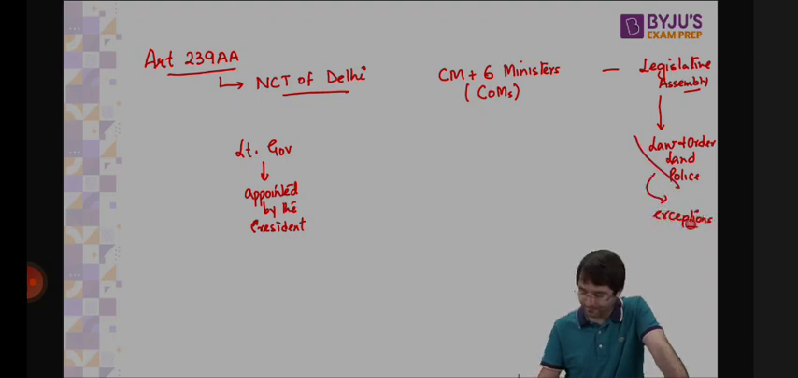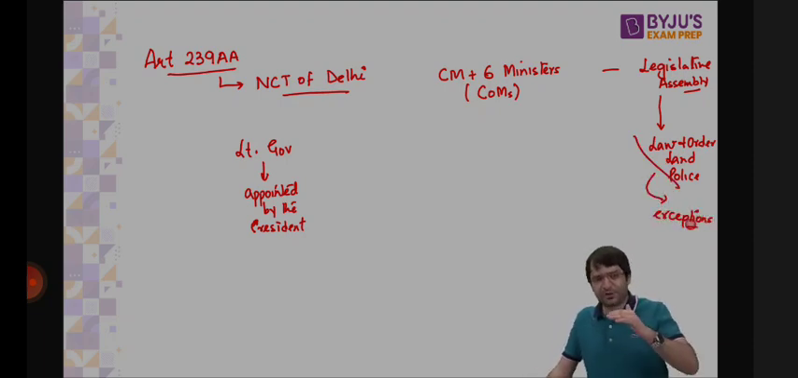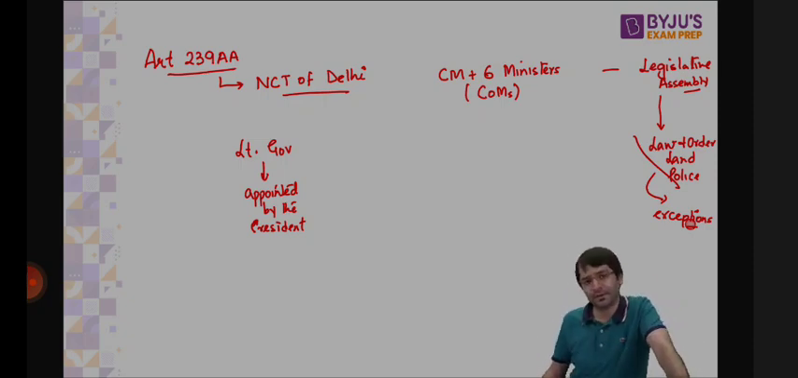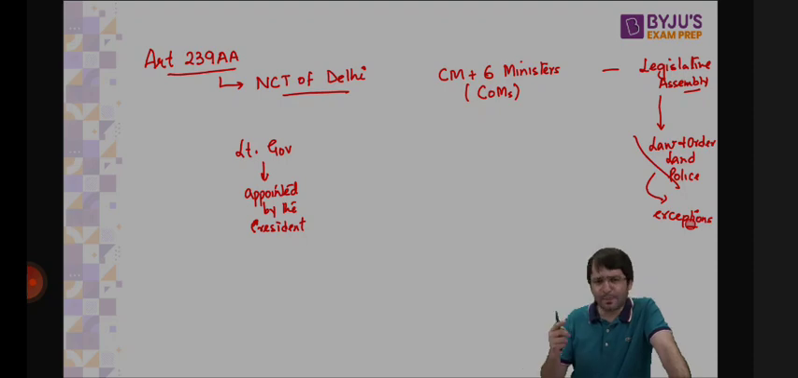Now, the Constitution says there shall be a Chief Minister and Council of Ministers in the National Capital Territory of Delhi who will aid and advise the Lieutenant Governor. And the Lieutenant Governor will have to act on this advice, except when the Lieutenant Governor has to act in his discretion, just like the other governor. And this problem did not arise when Delhi was a union territory with a legislative assembly.